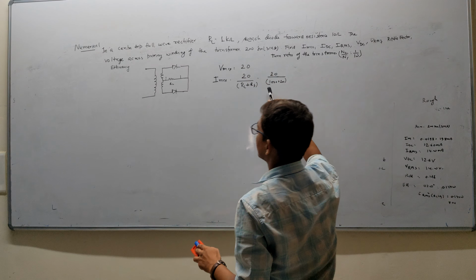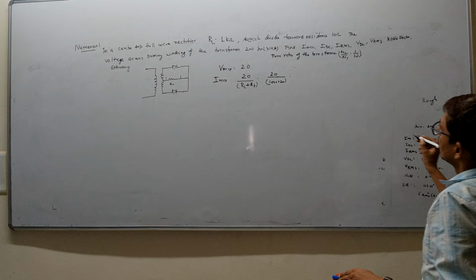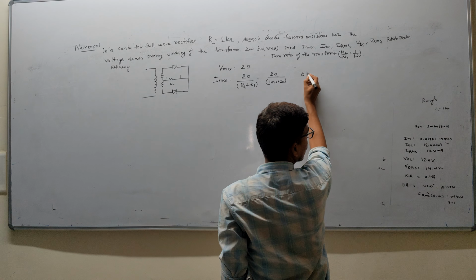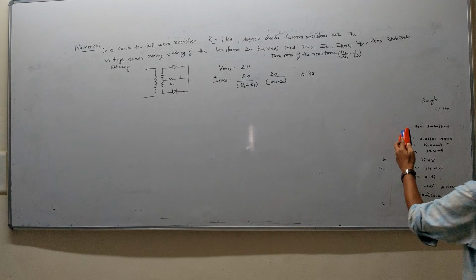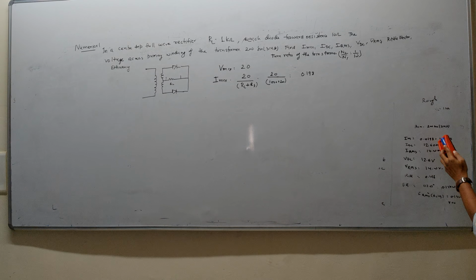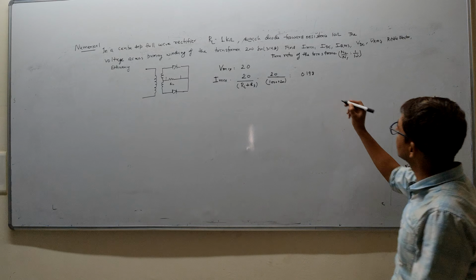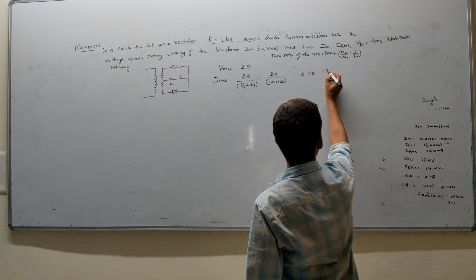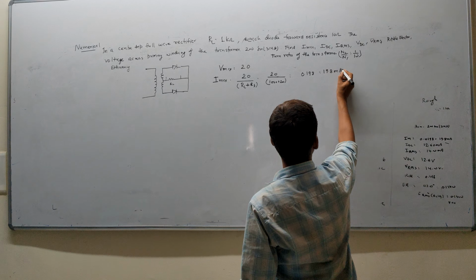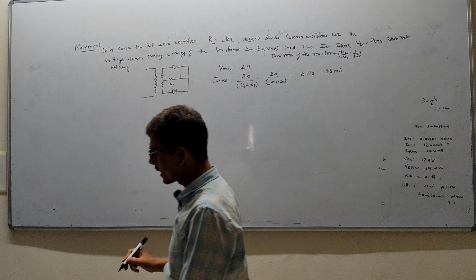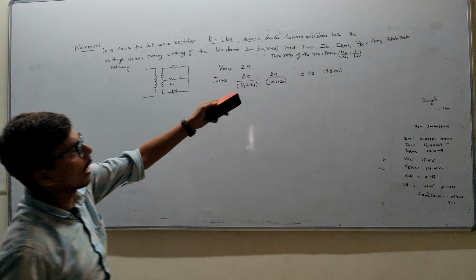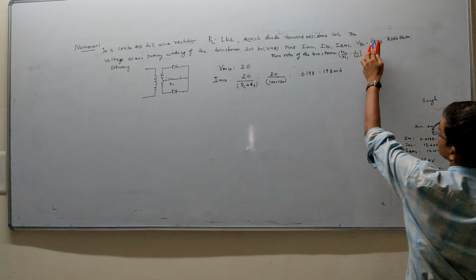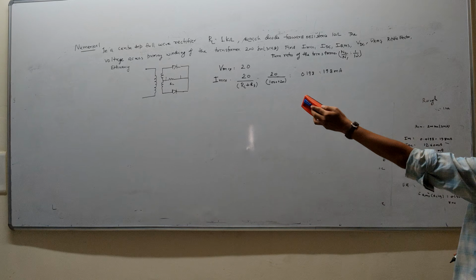It comes out to be 0.198. To reduce the calculation time, I have written the calculated result here. It is 19.8 milliampere. This is Imax. Now all the remaining values, IDC and IRMS, depend upon Imax.